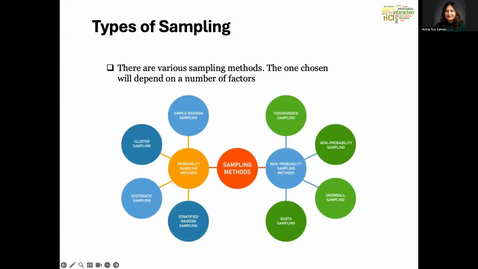So, types of sampling. There are many sampling methods, but they can fall into two big families, that is probability sampling and non-probability sampling. We will learn more about those in the next slides.